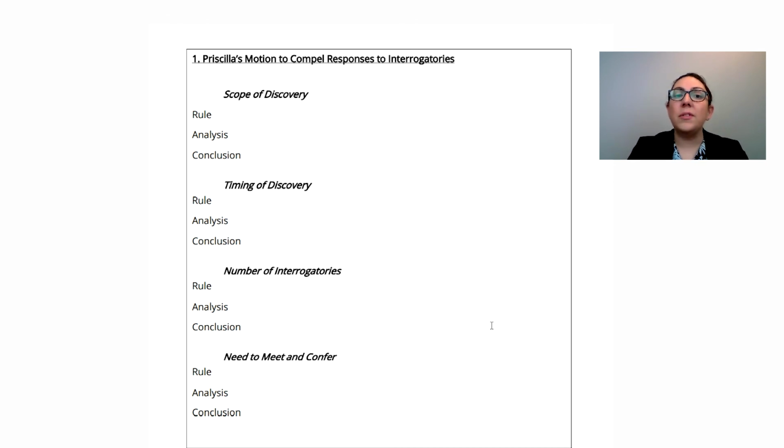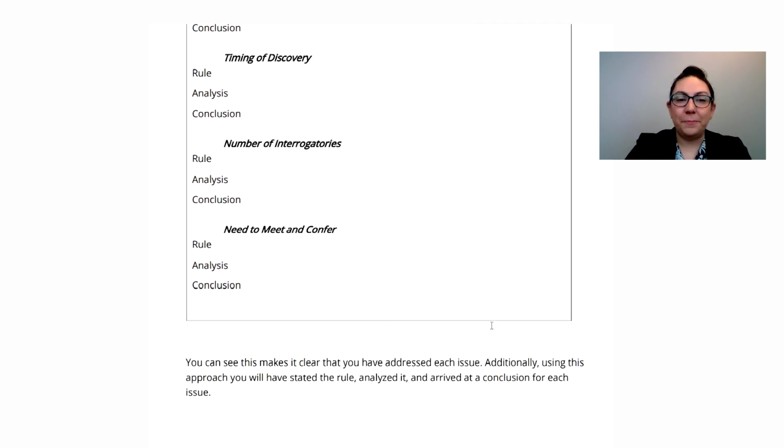Now, these rules, analyses, and conclusions for these sub-issues might be incredibly short. It might just be a sentence or two for each one, and that's okay. You probably don't have time to go into a ton of detail here. But by breaking it down this way, you're more likely to hit on everything you need for this essay answer and then get the most points possible.